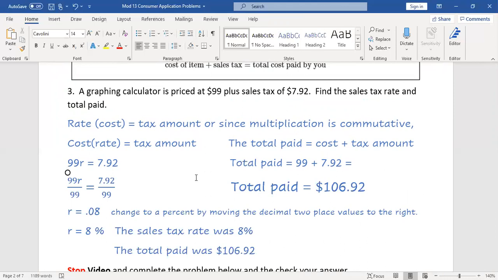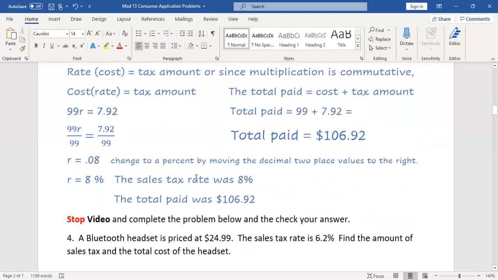So I have to move my decimal 2 place values to the right and add my percent sign. So I've gotten the rate. Now, in order to find out how much I paid, I really don't even need to use my 8%. The total paid is simply the amount of the item plus the tax amount, which was given to us in the word problem. The price was $99 and the tax amount was $7.92. So we just have to add those two things together to get our total amount due, or what we paid, total that we paid.